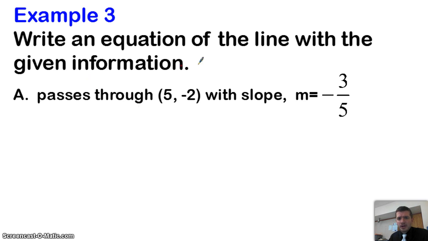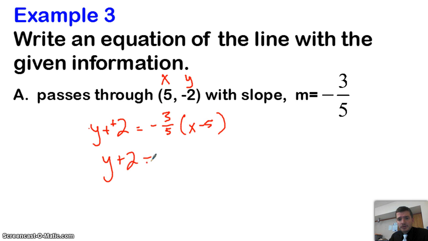Next thing we've got here is to write an equation in point-slope form. It passes through (5, -2). So here's our x, here's our y, and the slope is negative 3 over 5. So let's go ahead and do it. Jump right in. It's going to be y minus negative 2 equals the slope, negative 3/5, times x minus 5. Minus a negative again, plus a positive. And so your final answer would be y plus 2 equals negative 3/5 times x minus 5. You can just leave it like that.